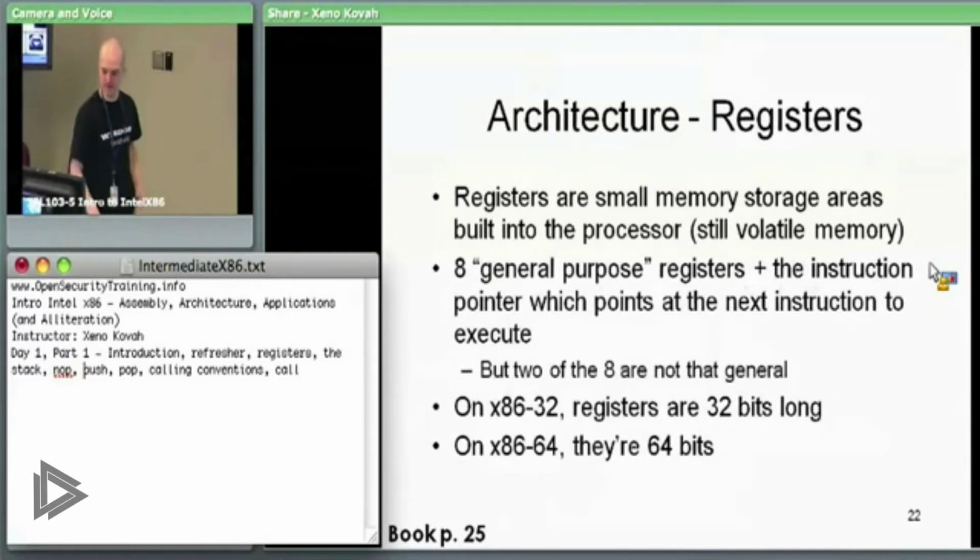So we've got the 8 general purpose registers where you can store whatever you want in them, and they have different conventions that are used on them, but ostensibly they're general purpose. And the instruction pointer. So 2 of the 8 are very not general, and so then you end up with only like 6 which are kind of general purpose. So again, this class is all about x86 32, so 32-bit things. Your registers are 32 bits long, 4 bytes. And on x86 64, they would be 64 bits.